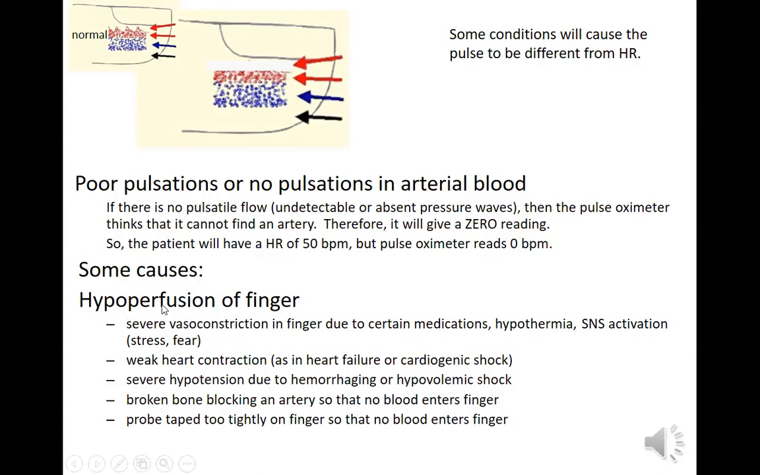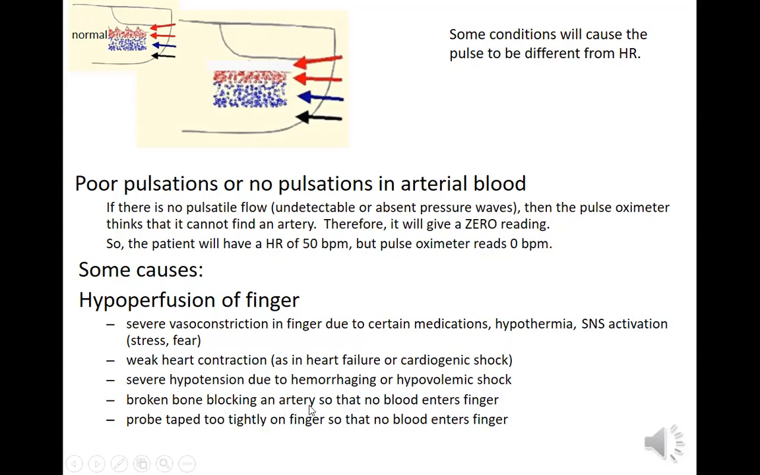And hypoperfusion means there's less blood getting to that peripheral tissue, like from severe vasoconstriction, right? Certain medications cause sympathetic responses. Hypothermia and sympathetic nervous system activation can cause systemic peripheral vasoconstriction. So you might not get those peripheral pulse waves, and you might not be able to use the pulse oximeter in those situations. Heart failure, or the shocks like hypovolemic shock or cardiogenic shock, can create a low pulse activity at the peripheral area, like the finger.